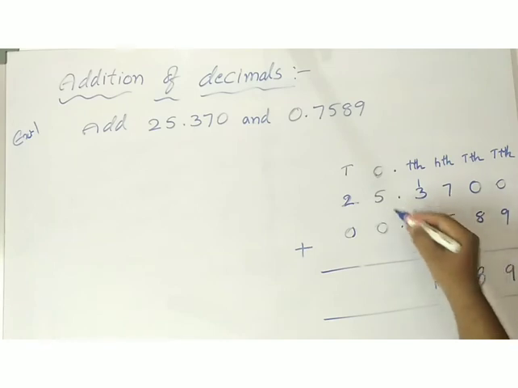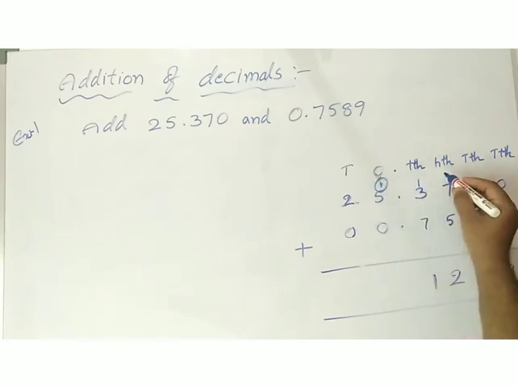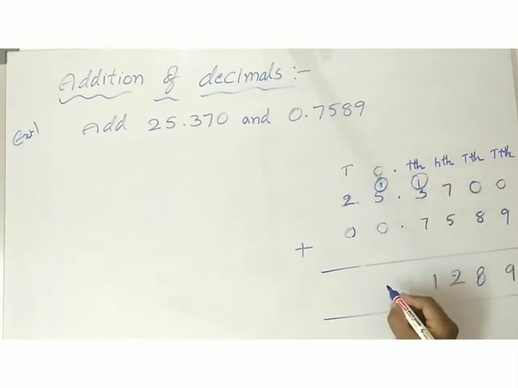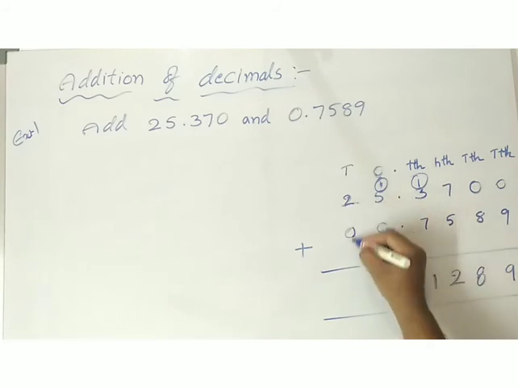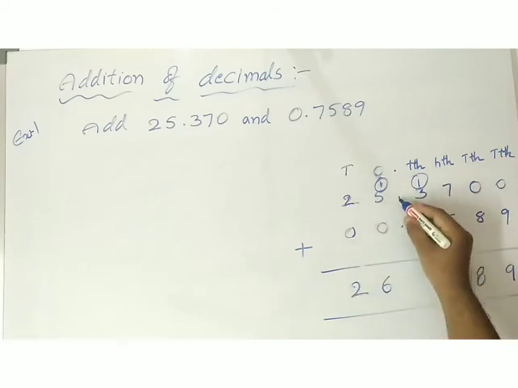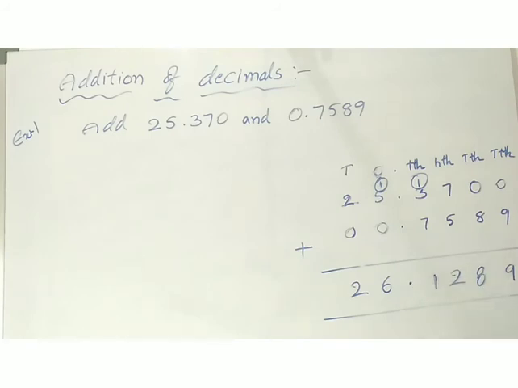Next, moving to the upper digits, 1 plus 5 is 6 and 2 plus 0 is 2, and the decimal point stays as it is. So the answer is 26.1289. Got an idea? I think everybody got an idea about doing addition. I'll give homework based on different logic.